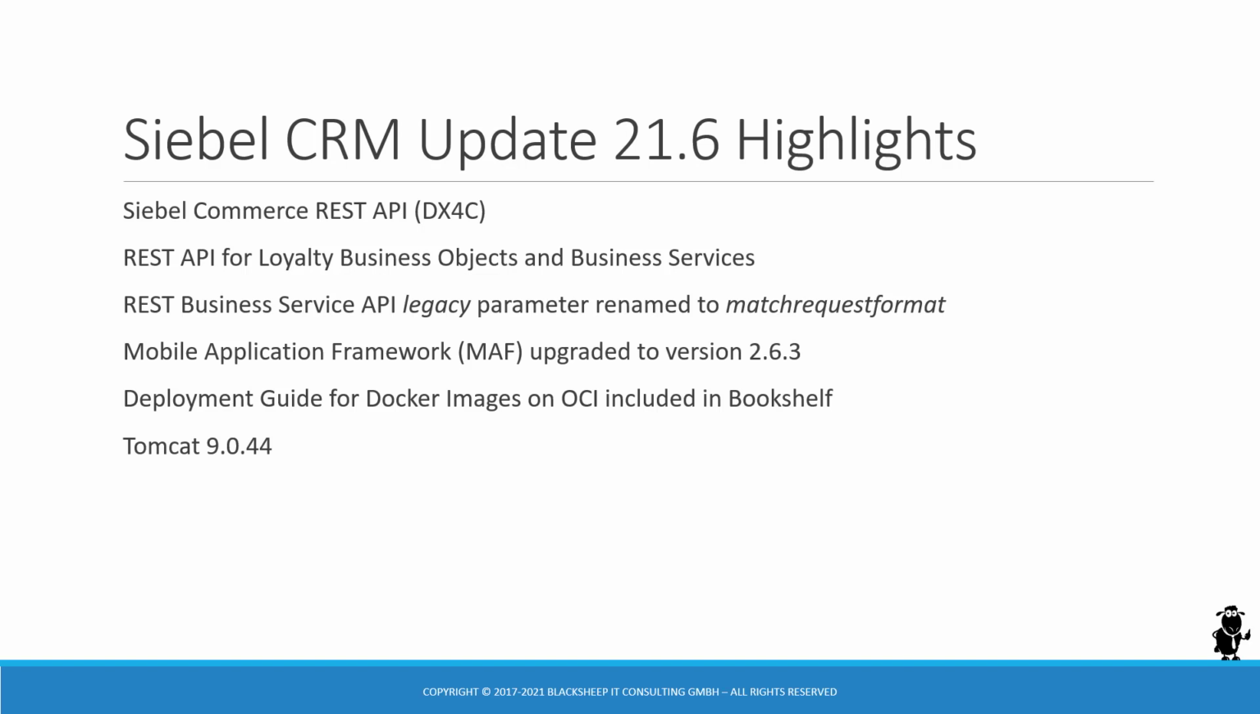The REST API in general has several enhancements. More objects are made available, including loyalty, business objects, and business services. And there's a small change in a parameter name. We'll take a look at this one. The mobile application framework used for the mobile container app was upgraded to 2.6.3. Bookshelf changes: among other changes in Bookshelf, there's the deployment guide for Docker images now in Bookshelf, and Tomcat gets an update to 9.0.44.